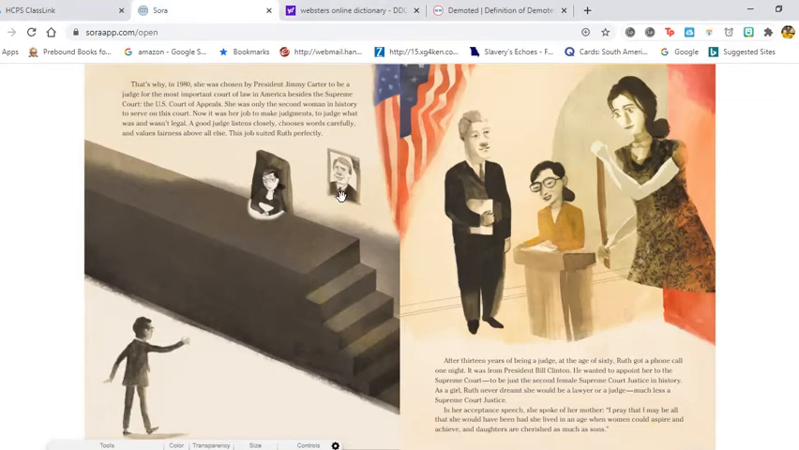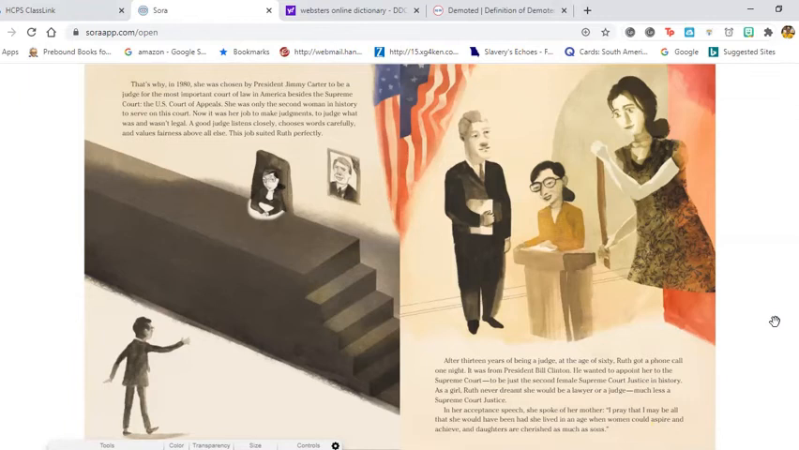There, of course, is President Jimmy Carter. And some of you might recognize this face right here as President Bill Clinton. After 13 years of being a judge, at age 60, Ruth got a phone call one night. It was from President Bill Clinton. He wanted to appoint her to the Supreme Court to be just the second female Supreme Court justice in history.